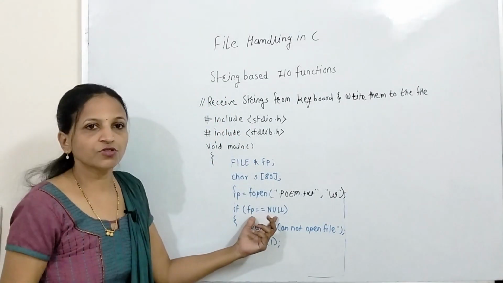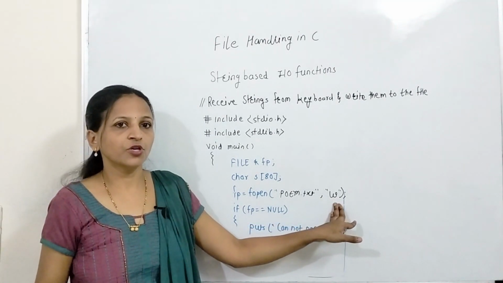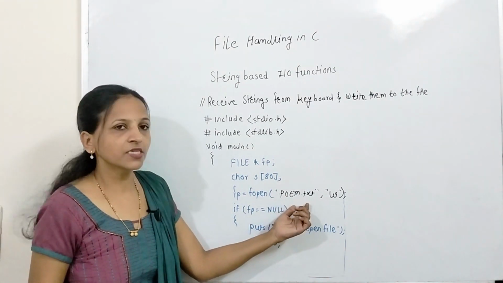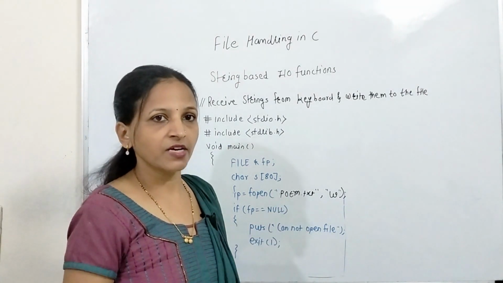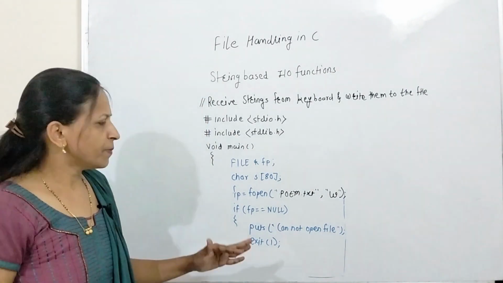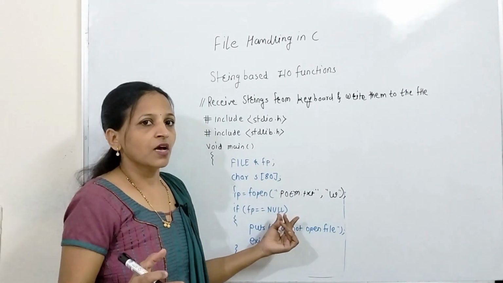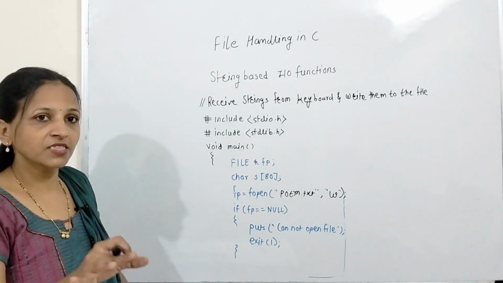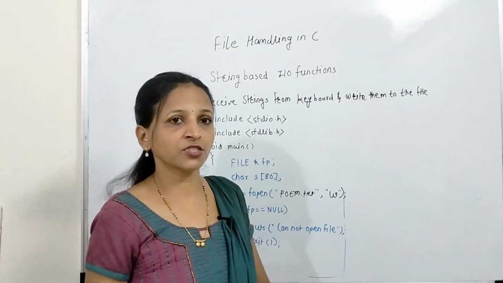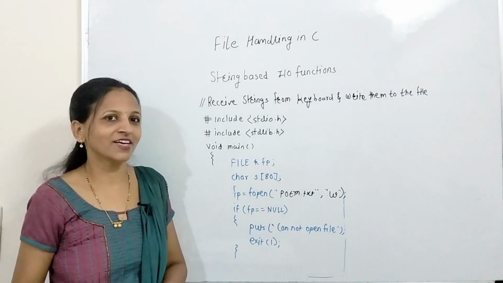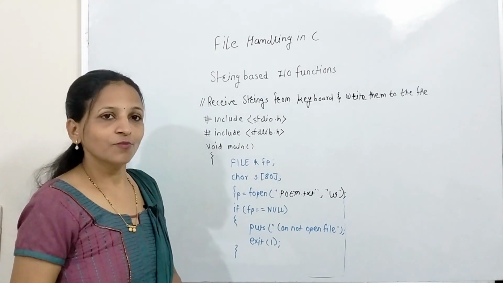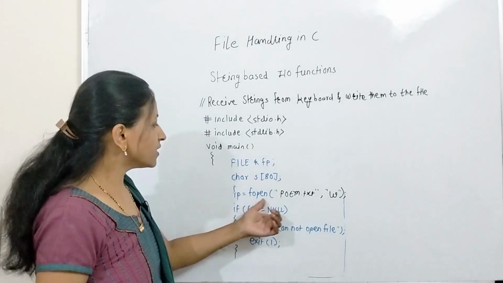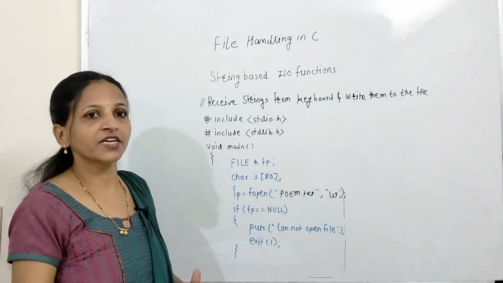If fp equals null. Whenever we open a file in write mode, whether that file is present or not present, no problem will be there. Because if it is present, then all the contents from that file will be cleared and it will be presented as a new fresh file. And if that file is not present, then it will be created. But if there is any other problem, like space is not there on the hard disk to create a new file, then you may get a problem while opening that file in write mode, and in that case the fopen function will return null.